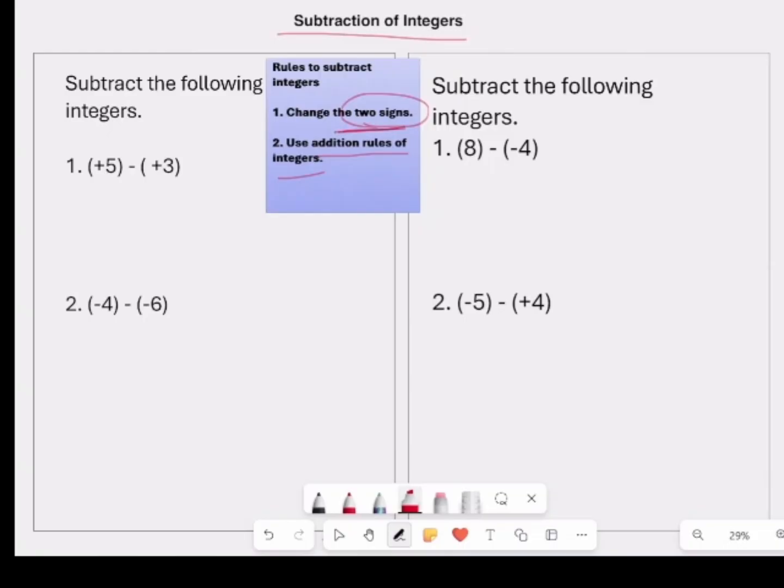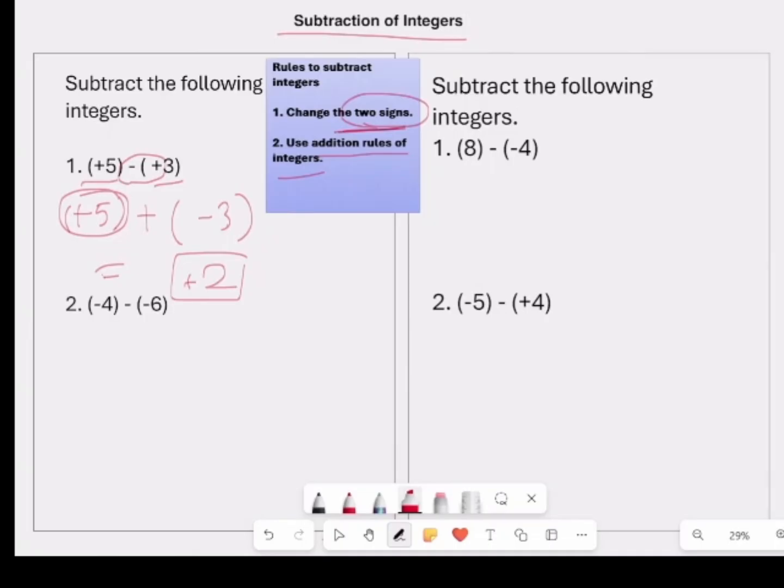Let's look at that. First example, here you want to subtract the two integers. First sign remains unchanged, so positive 5 remains positive 5. You want to change these two signs. This negative becomes positive and this positive becomes negative. Now you have to use the same rules of addition when you want to add two integers that have different signs. You just subtract 5 and 3, you get 2. Which sign should we use? Sign of 5, because 5 is a greater number.